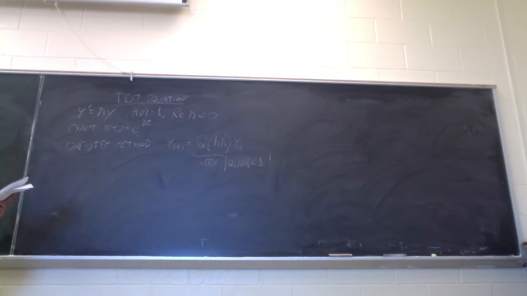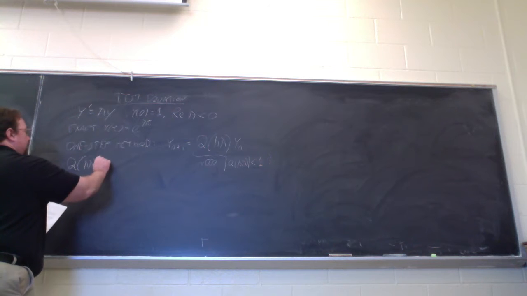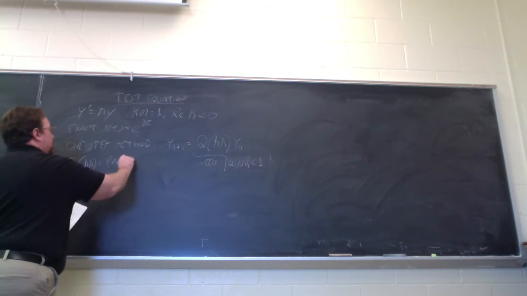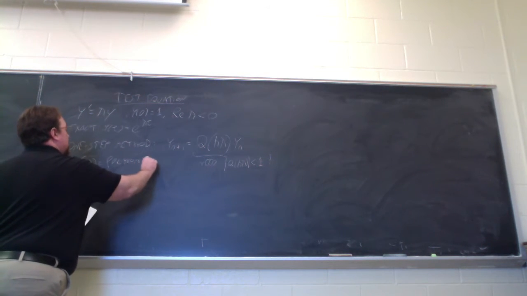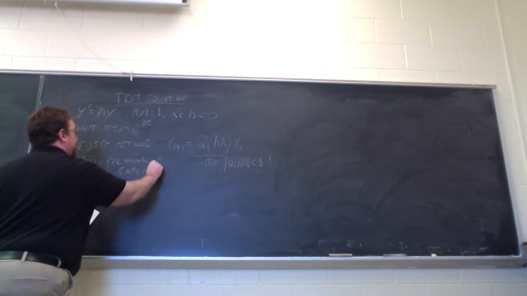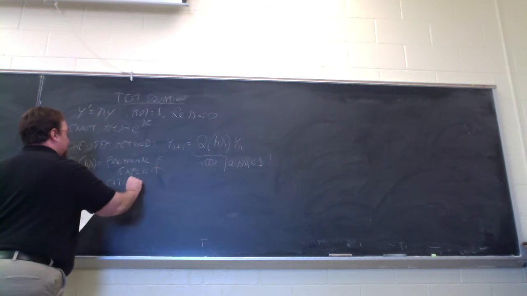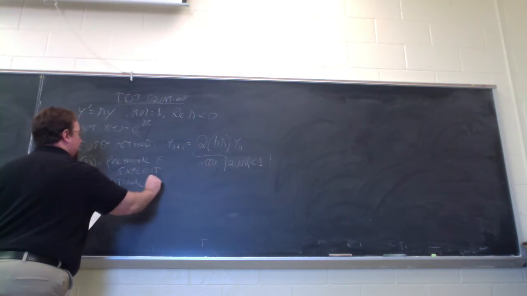All right. Now, what does q of h lambda look like? What kind of function is it? It is a polynomial if your one-step method is explicit. It is a rational function if it's implicit.